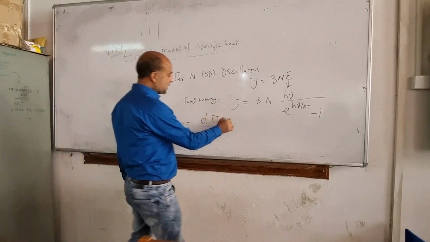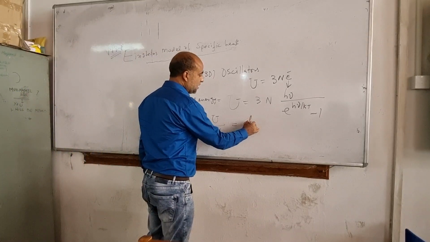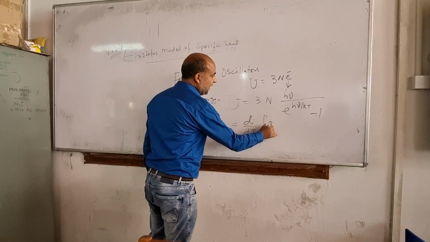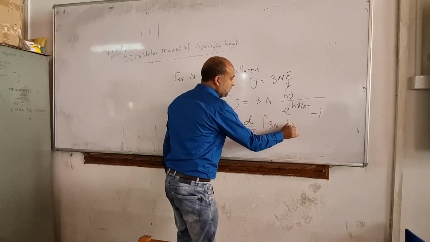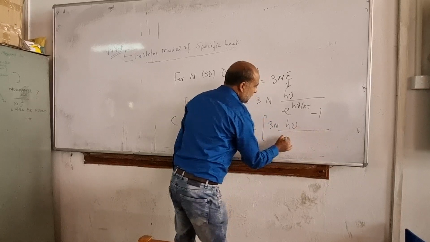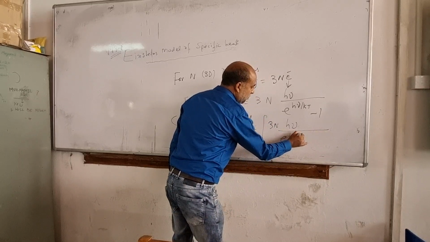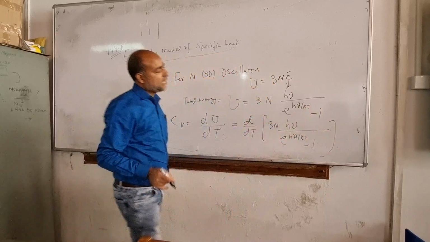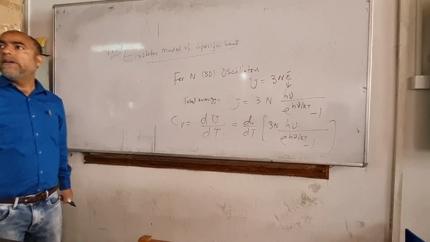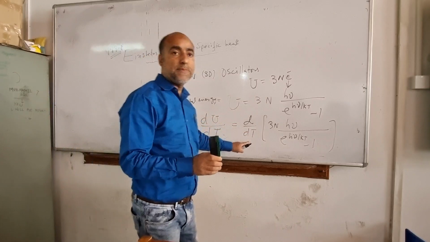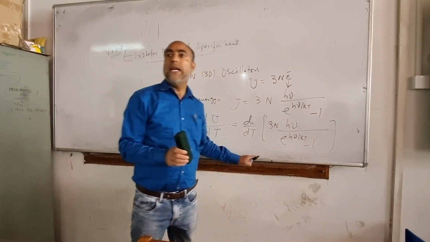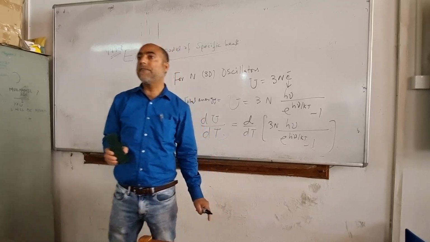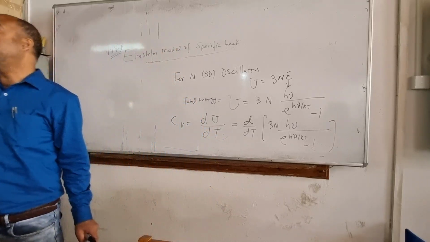So how will you represent this equation? You will write it as d by dT of 3n h nu by e raised to the power h nu by kT minus 1. This is the result that we got. So we have to differentiate this function with respect to temperature. It's not time, it is temperature.